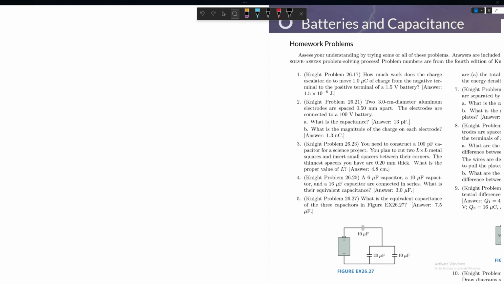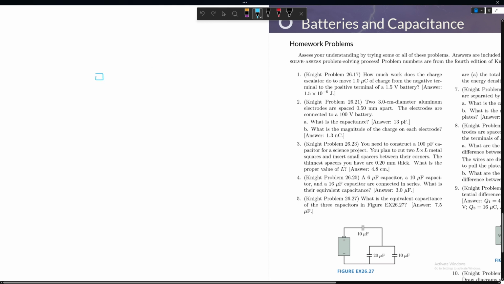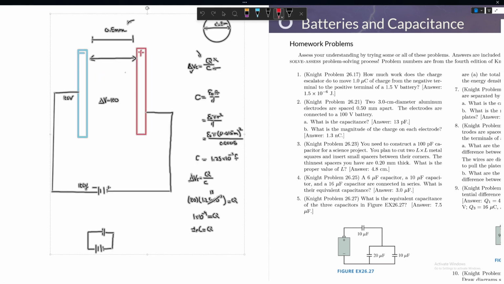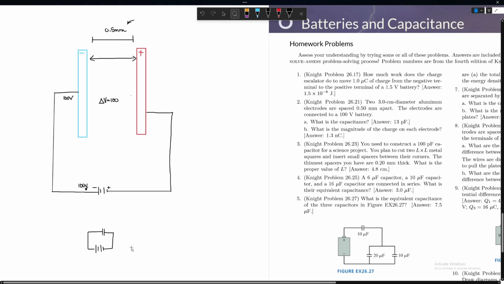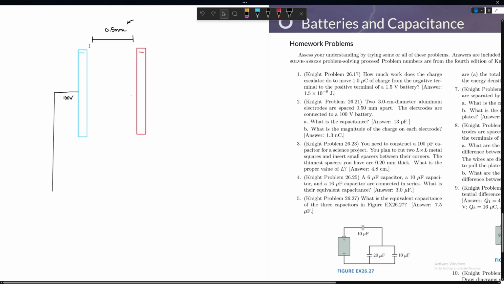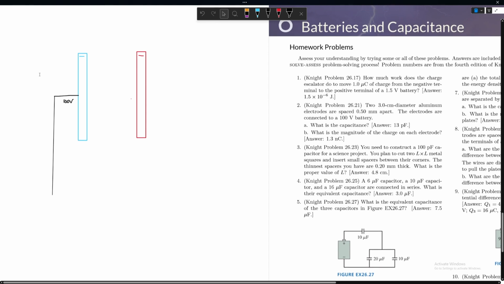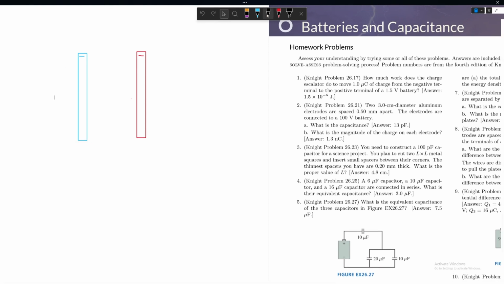Question number 3, it says I need to construct a 100 picofarads capacitor. So let's create this 100 picofarads capacitor. Actually, before I do this, I'll delete all my equations here and remove all this stuff. I feel like this is faster to accomplish. I lied. I think that actually took longer.